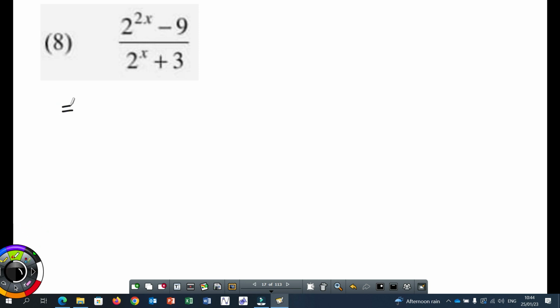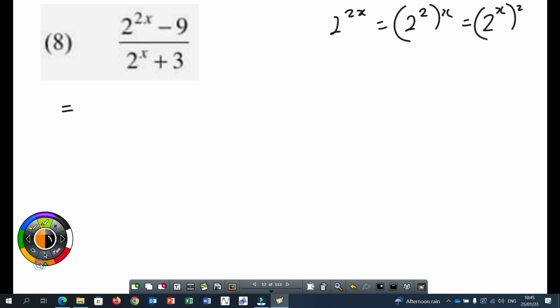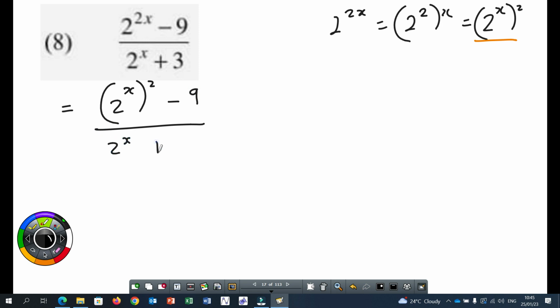So, remember yesterday I told you that if you're given an exponential term like this, 2 to the power of 2x is the same as 2 squared all raised to the power of x. It's also the same as 2 to the power of x all squared. Remember that yesterday if you were paying attention. Right? So we are going to apply that, but we are going to need this form here in order for us to be able to do this question. So I can rewrite that 2 to the power of 2x as 2 to the power of x all squared, minus 9, all over 2 to the power of x plus 3.